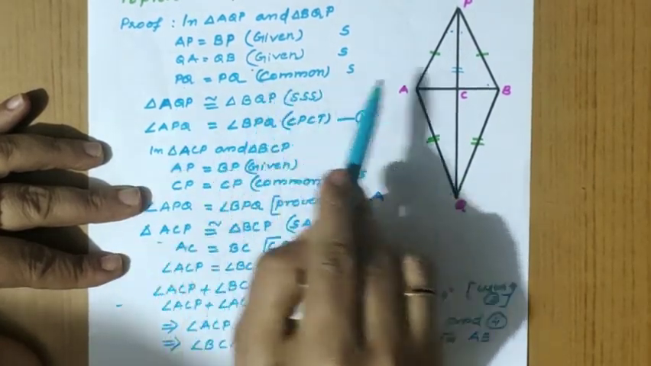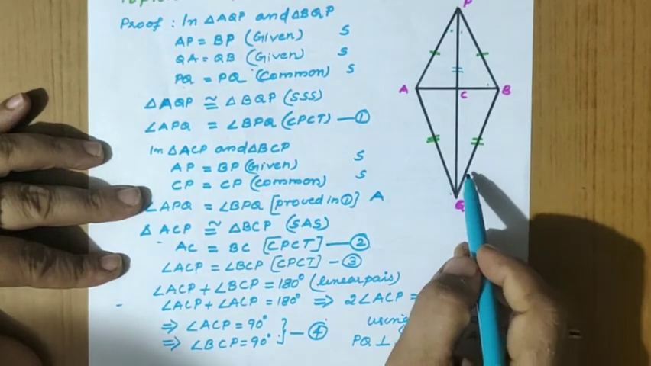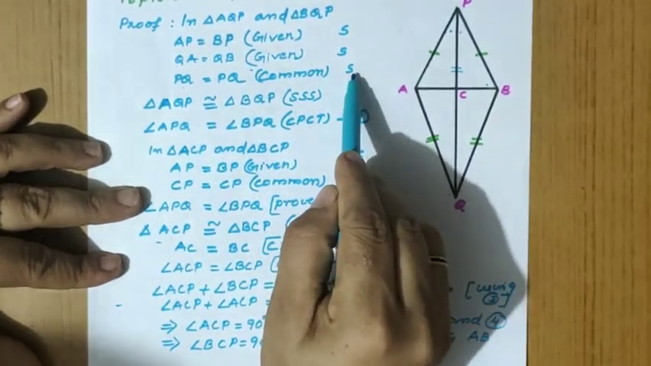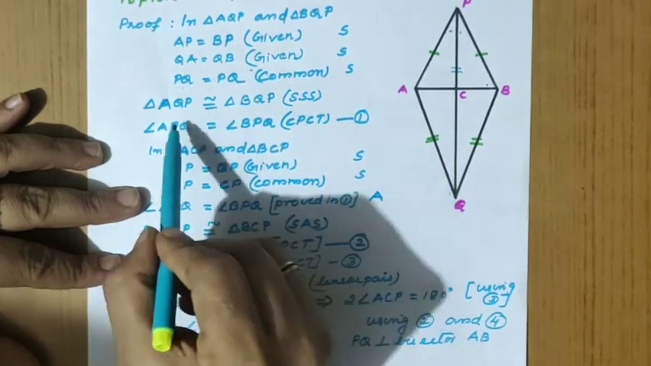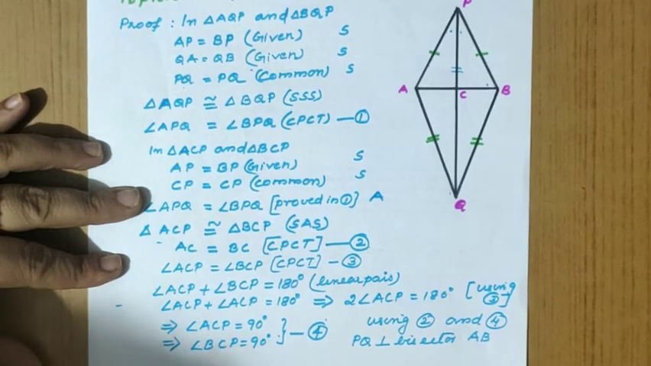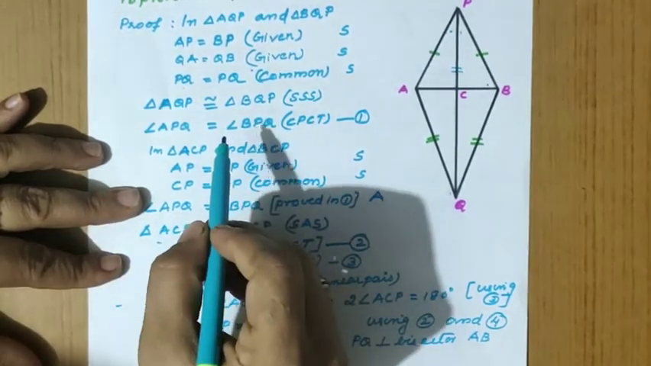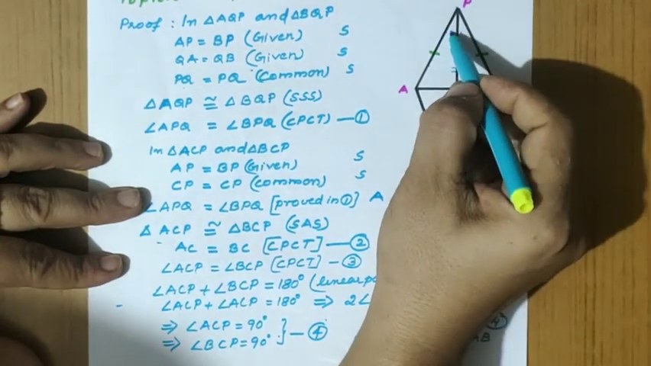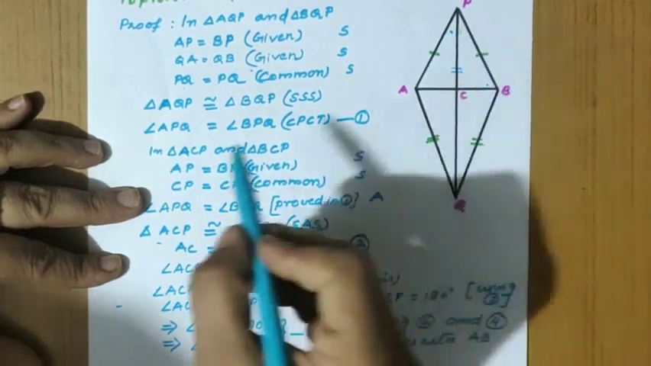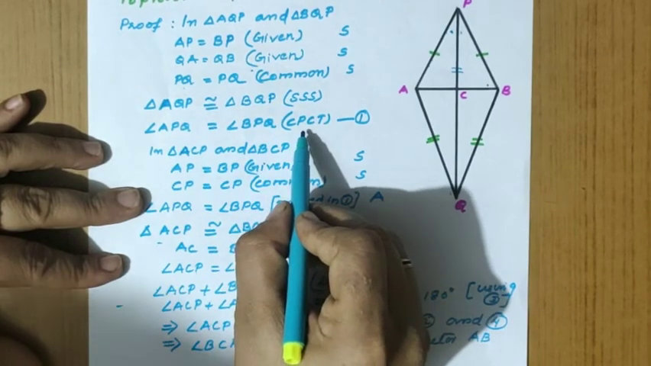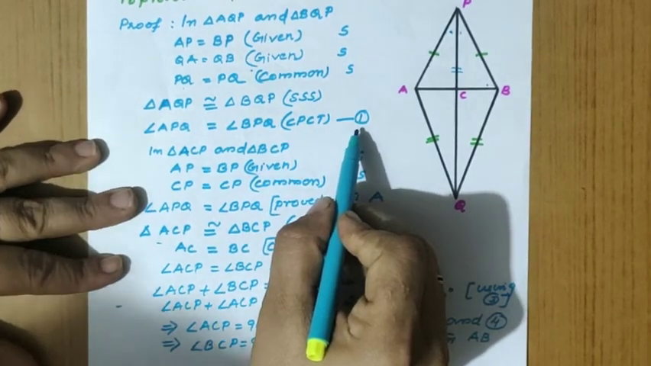Now what is the common side? The bigger line PQ, right? PQ equal to PQ, common. Now if you go through this, how many sides are we seeing here? Three. So triangle AQP is congruent to triangle BQP, by SSS criteria. From this, what is the required angle we should take as CPCT? The required angle to prove this is angle P. So we write here angle APQ equal to angle BPQ, by CPCT, equation number 1, right?